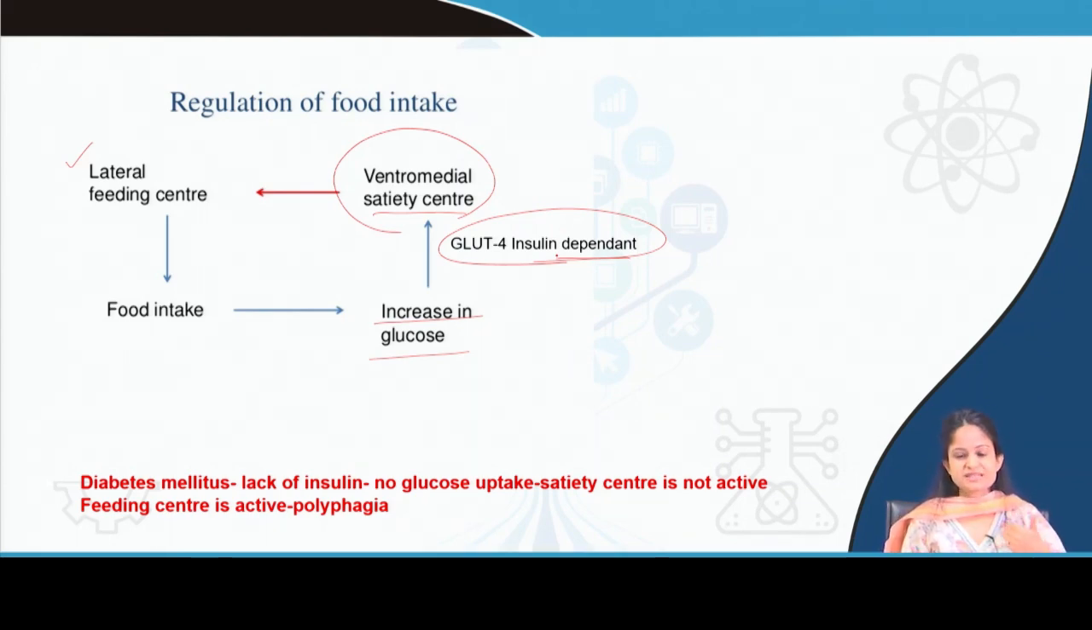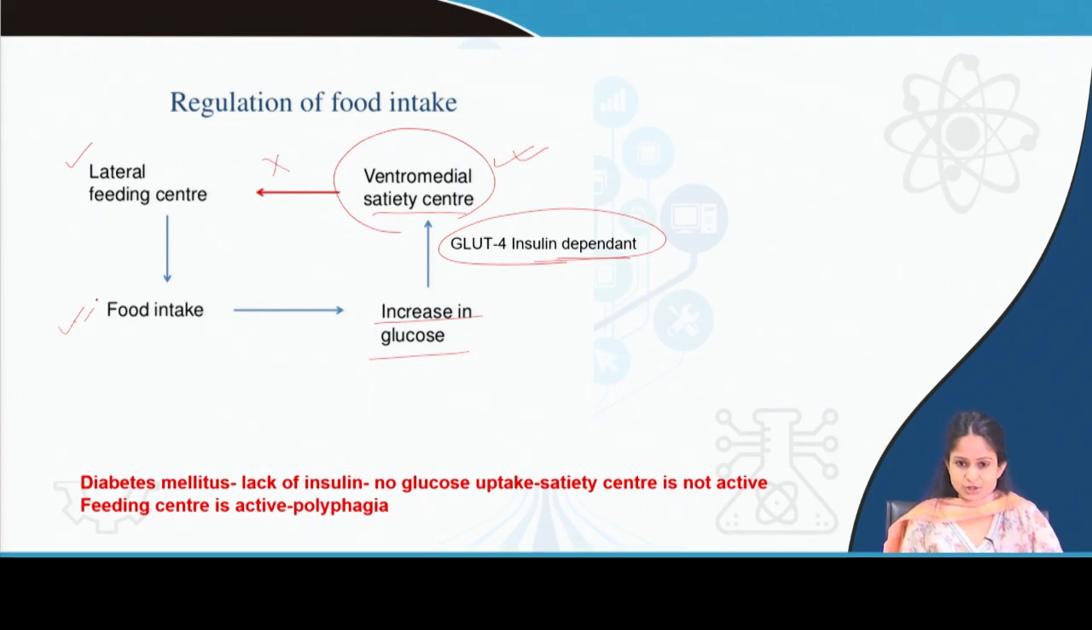Now what will happen if you are starving? If you are on a hunger strike or starving, your plasma glucose level will fall. When your plasma glucose level falls, the ventromedial or satiety center will not get any signal, the brain will receive that there is no glucose. At that time, this inhibition will get removed. The lateral nucleus of the hypothalamus or the feeding center will get activated and you will have the urge to take food.